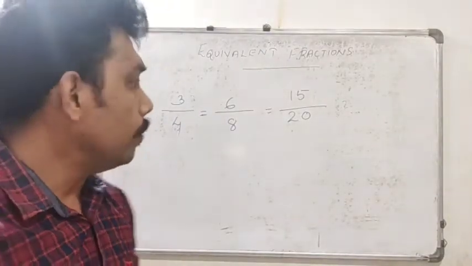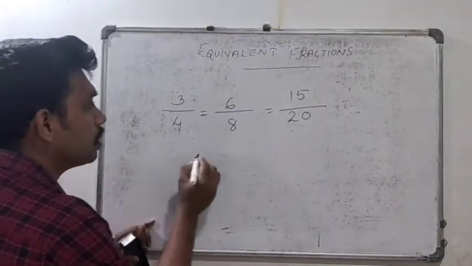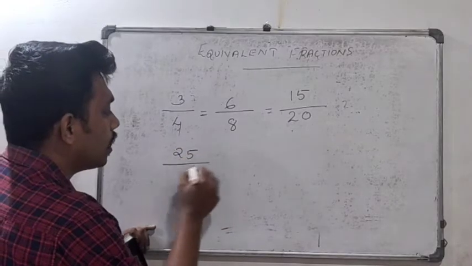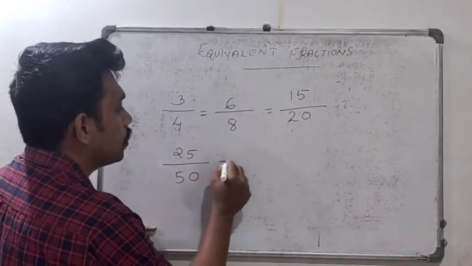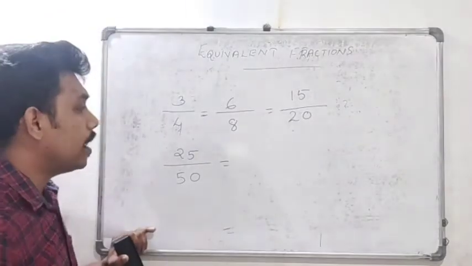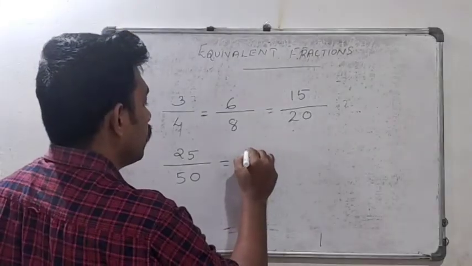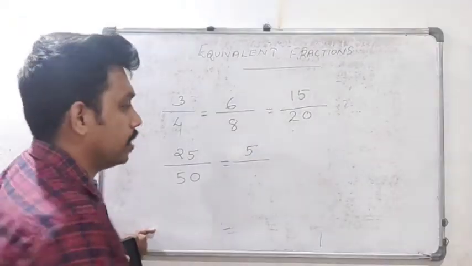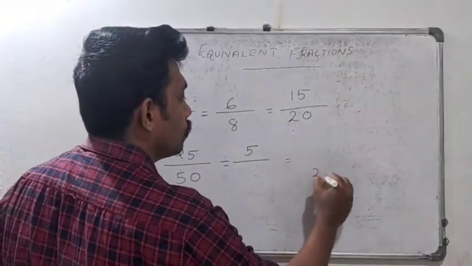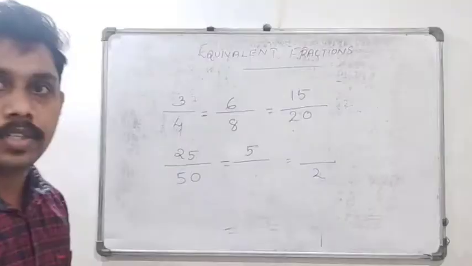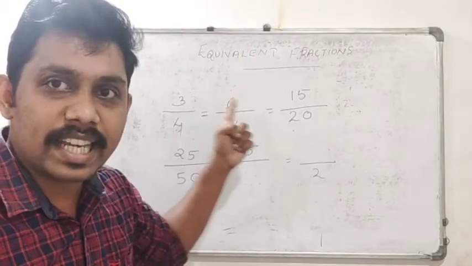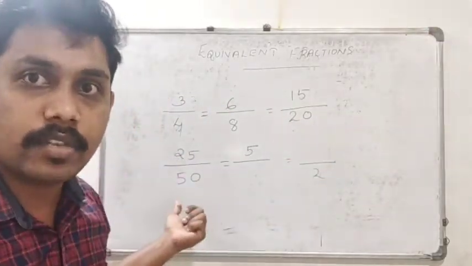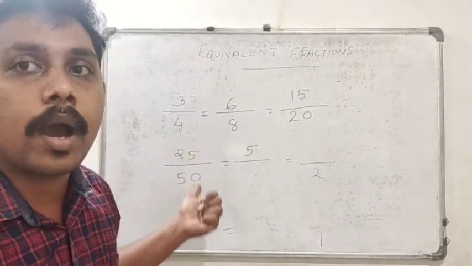Okay students, now again here we have a larger number, 25 by 50, which becomes 5 by a missing denominator, and 2 by a missing numerator. So it is very simple. In the first section, we multiplied the numerator and denominator. In this section, we need to divide the numerator and the denominator.